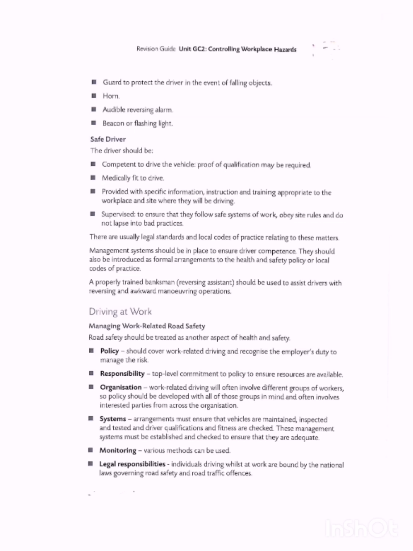Then we're talking about system, right? System is the arrangement, right? The arrangement must ensure that vehicles are maintained, inspected and tested, and that drivers are qualified and fit and are also checked. Those management systems must be established and checked to ensure that they are adequate. So this simply means that the transportation company or any company should have their system.